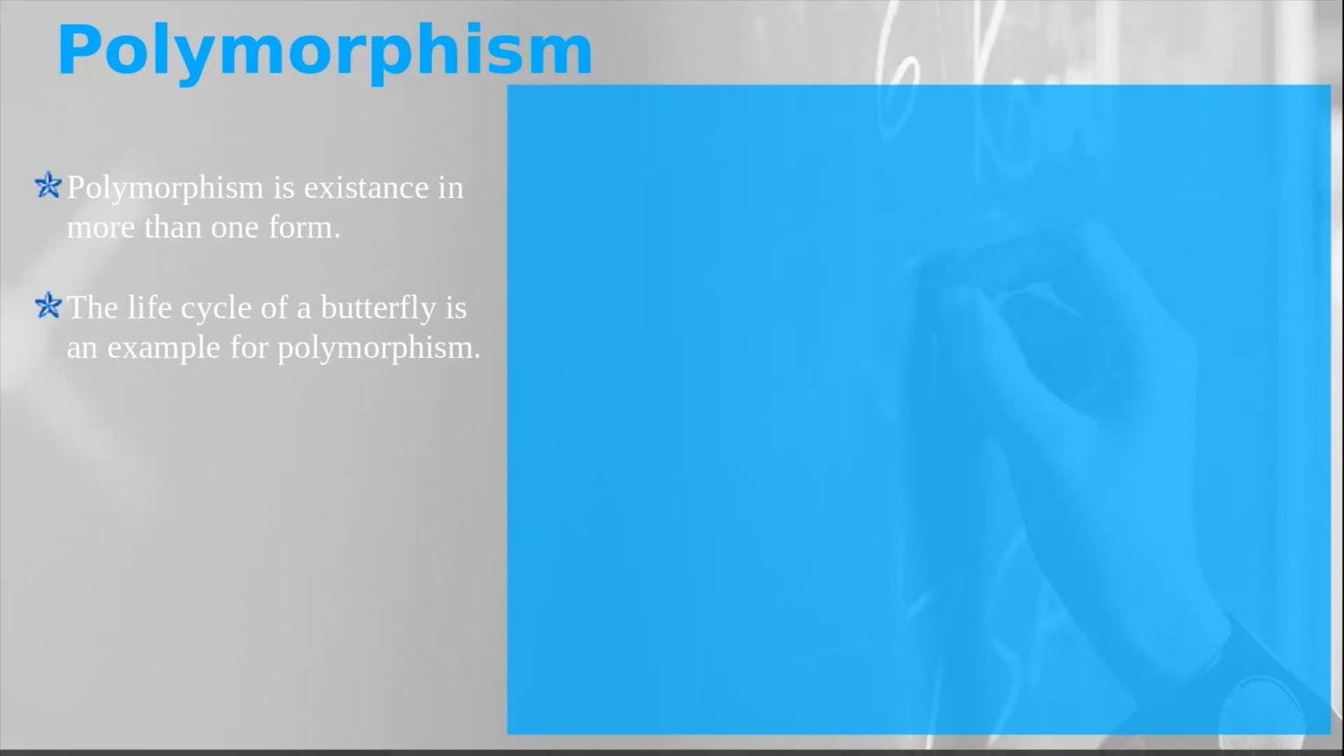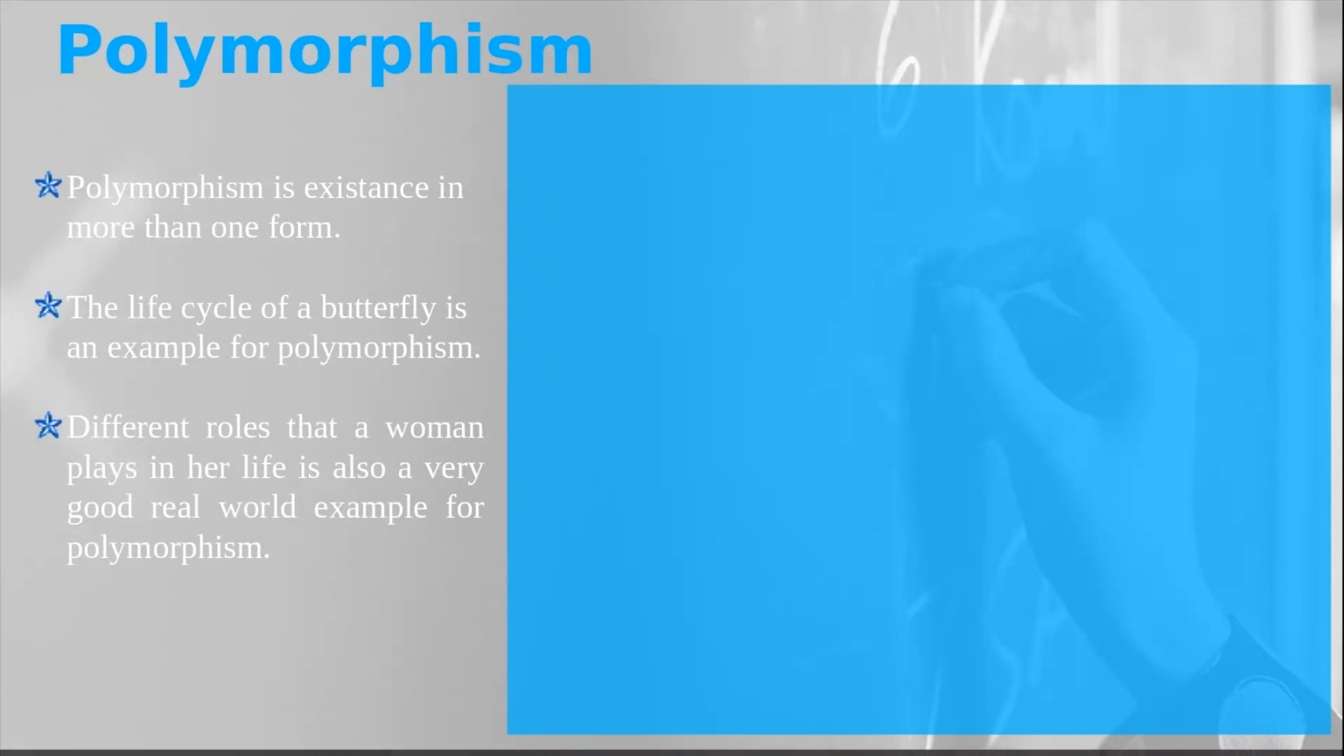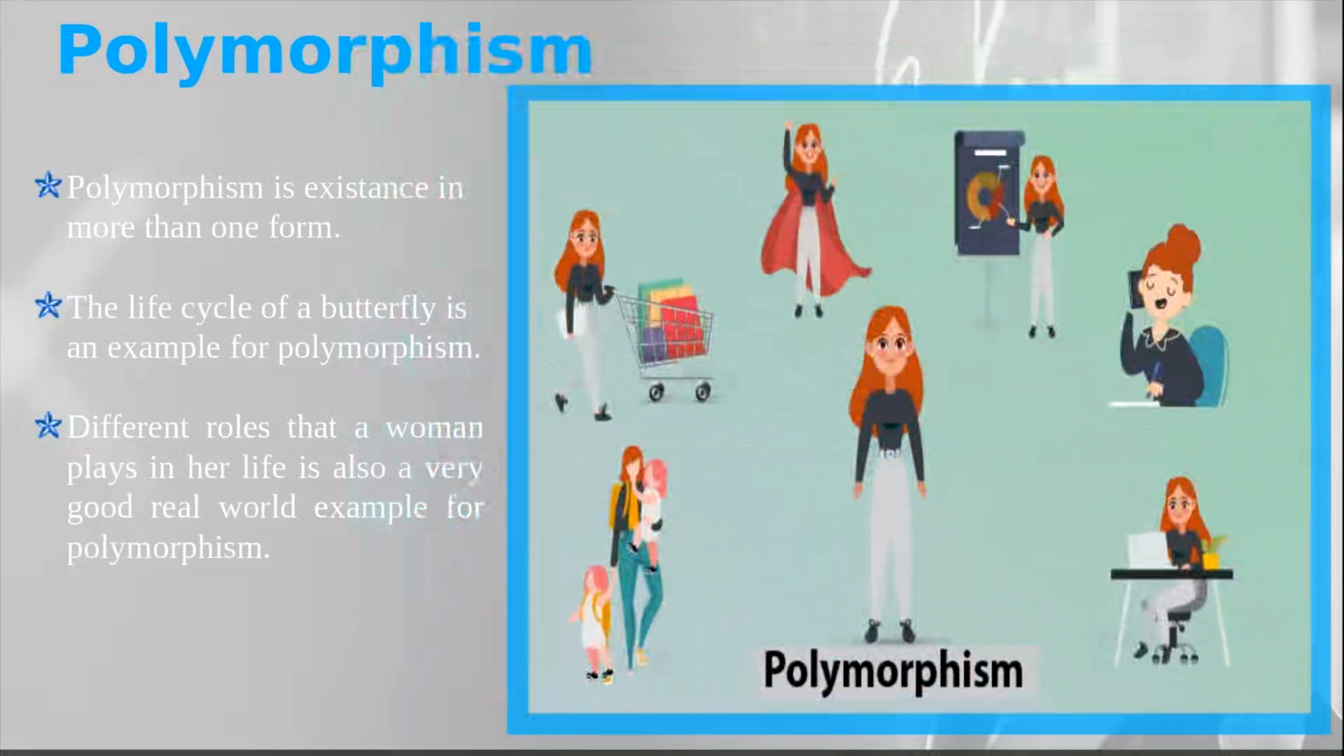So these are the different forms it has to cover in its life cycle. The same way, a woman has to play different roles in her life. That is, she plays the role of a daughter, then a sister, a wife, a mother, and a professional. So these are different roles that a woman plays in her life, and this is also a very good example of polymorphism, because here the same person is doing different activities and different roles.